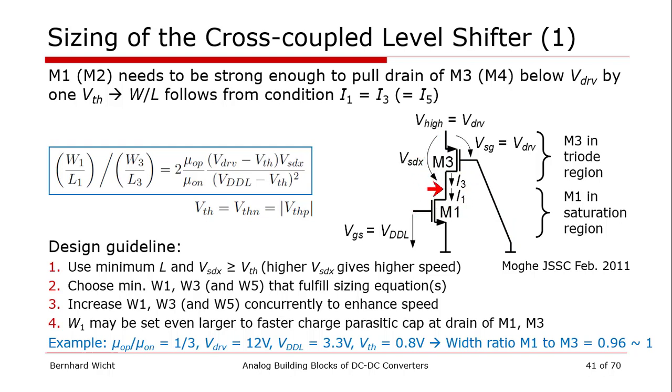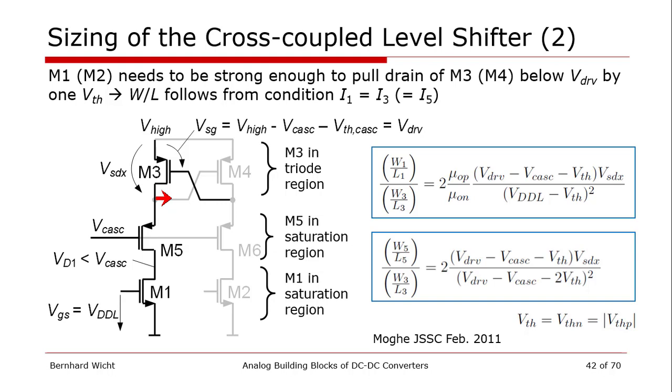If you do all these current equations, then we find the sizing equation here. And likewise, for the cascoded high voltage version, there's one more device. That's why you get one more equation. So in case you want to make sure everything works, you can refer and get back to these equations.